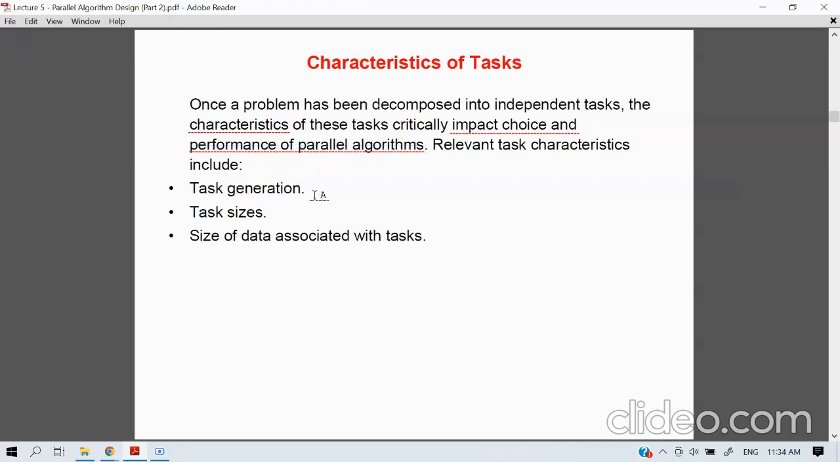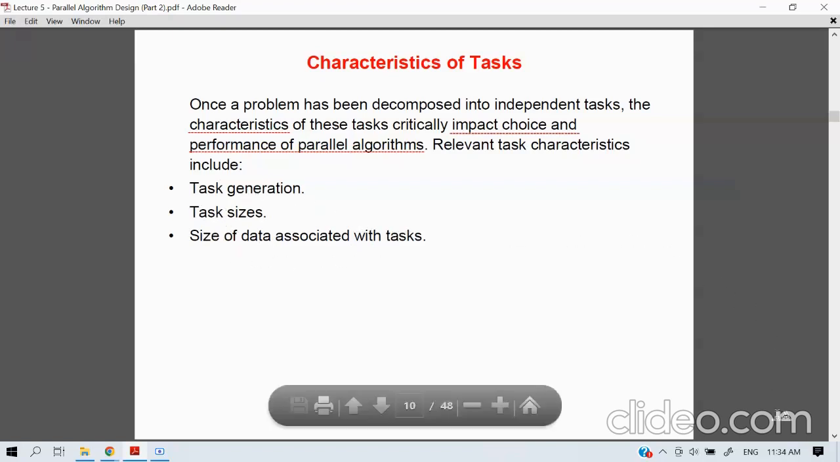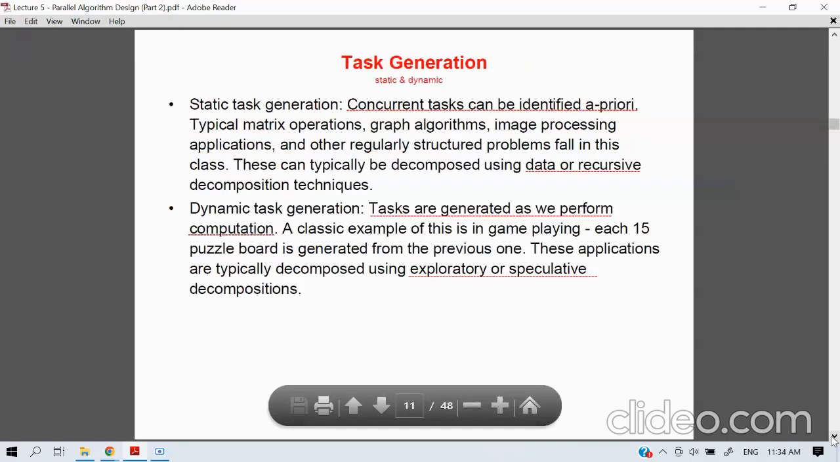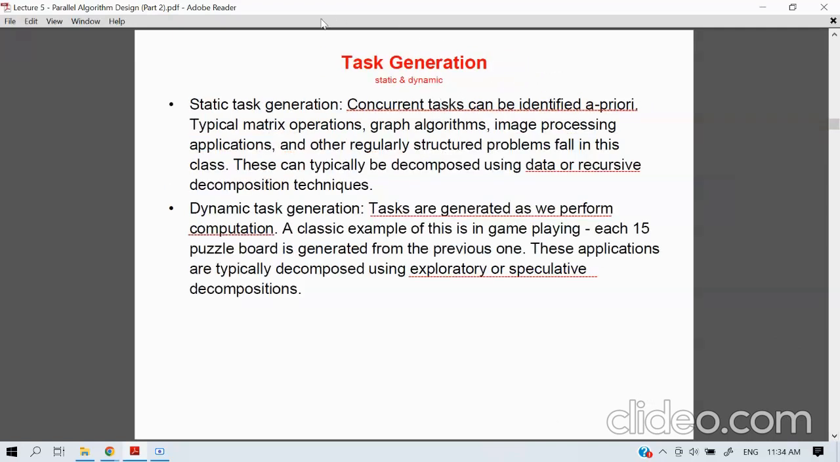Okay, so there are 3 characteristics. The first is task generation. Second is task sizes. And third is size of data associated with task. So we need to consider these 3 characteristics. Let's look at them one by one. The first one is task generation. There are 2 types of task generation, how we want to generate the task, either static or dynamic.